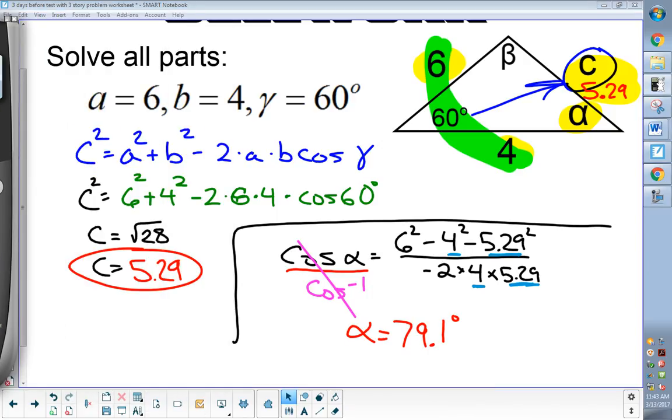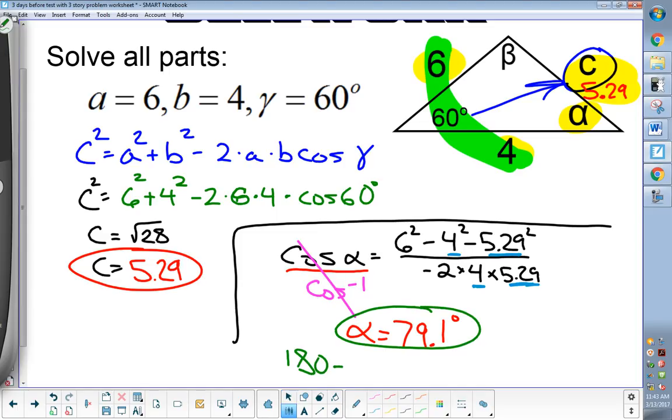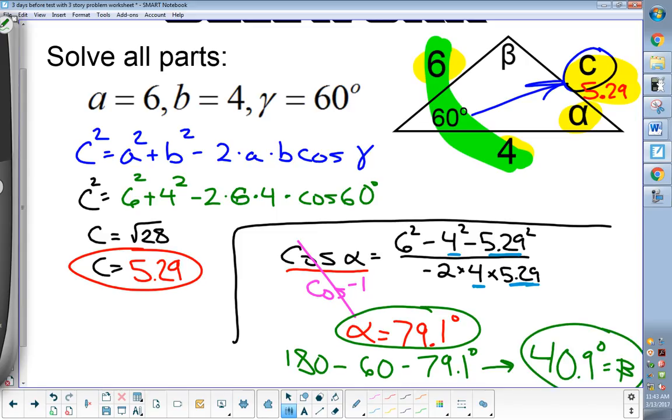What do I still need to solve for in this triangle? Beta. What am I going to do to find beta, though? 180 minus 60 minus 79.1 tells me what beta is. 40.9. Thank you. Questions on what we did there?